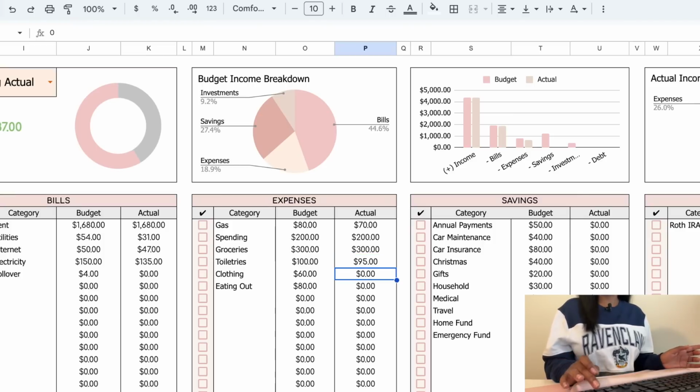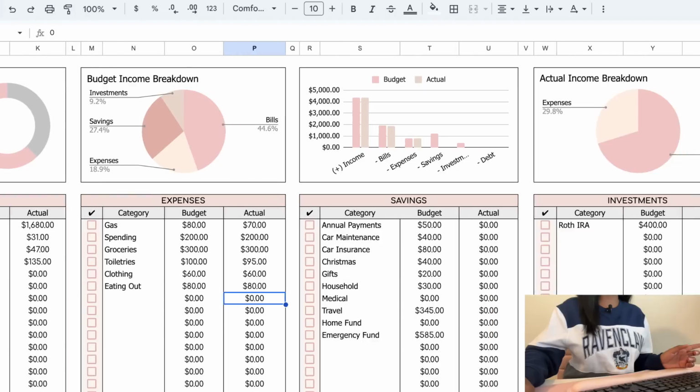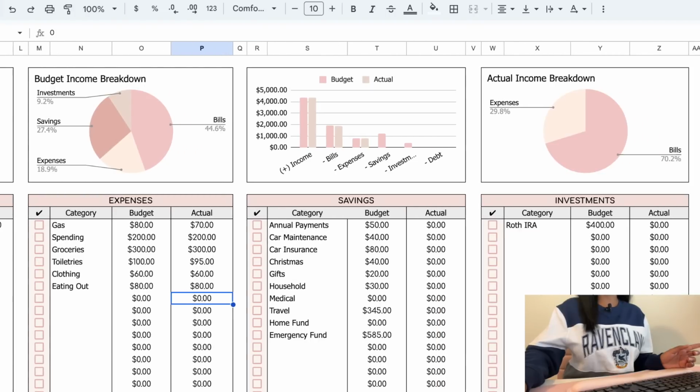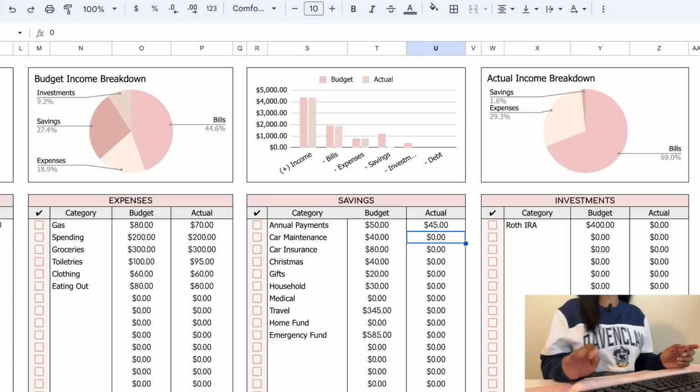Clothing did receive the $60, and eating out also received the $80 that I budgeted. So expenses, that looks good there. Now we can move on to savings and getting started with my annual payments. I budgeted $50, but I only gave $45.